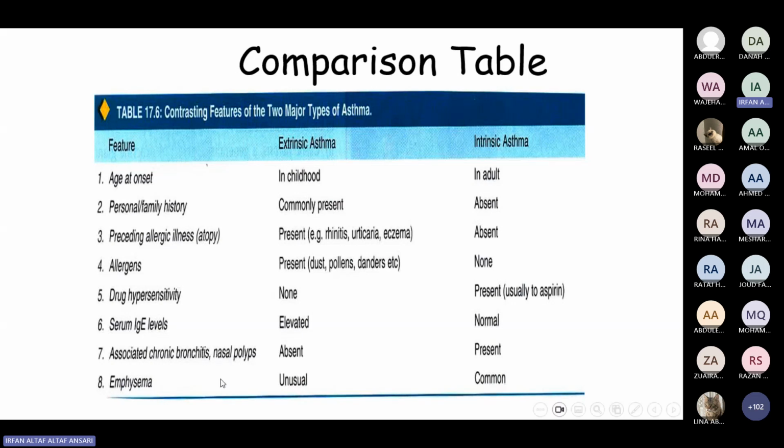But here, aspirin is very commonly associated with intrinsic asthma, but we don't find this reaction related to any IgE or any type 1 hypersensitivity reaction. That's why this is not a type 1 hypersensitivity reaction. Here we just want to tell the relationship with the drug. Okay, doctor, thank you.